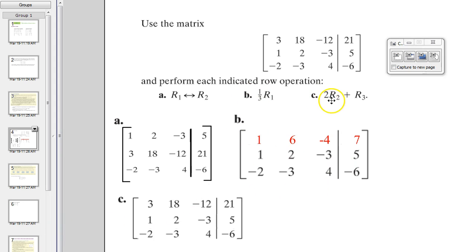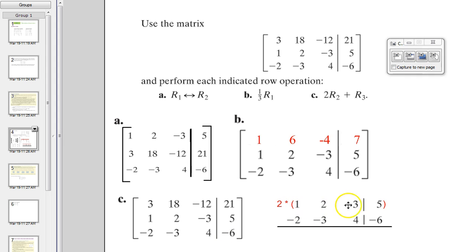Alright, then part C says take the second row, multiply it by 2, and add it to the third row. So I'm going to take this second row, I'm going to put over here, I'm going to multiply that row by 2, and then after I do that, I'm going to add the third row to that after I've doubled it. So the first thing we're going to do is double the second row, and we're going to get 2, 4, -6, and 10. And now we're going to add these two rows together. 0, 1, -2, and 4. And now this new row that we got when we do this operation is going to replace the bottom row. Alright, so I pick it up and bring it over here. It has replaced the bottom row.